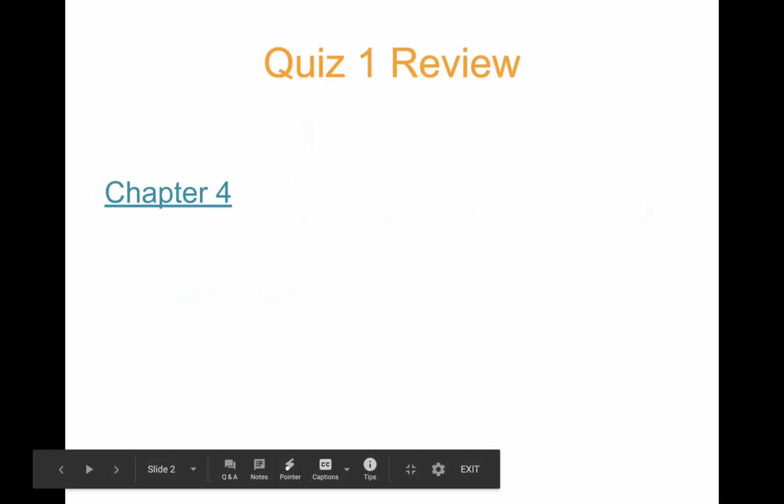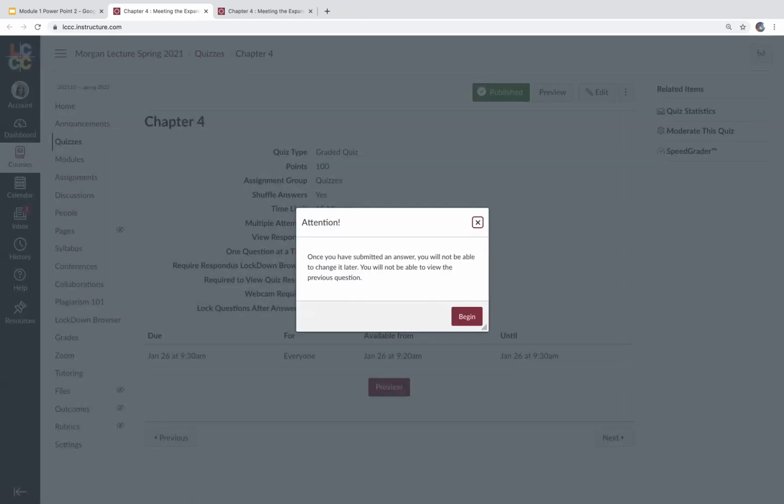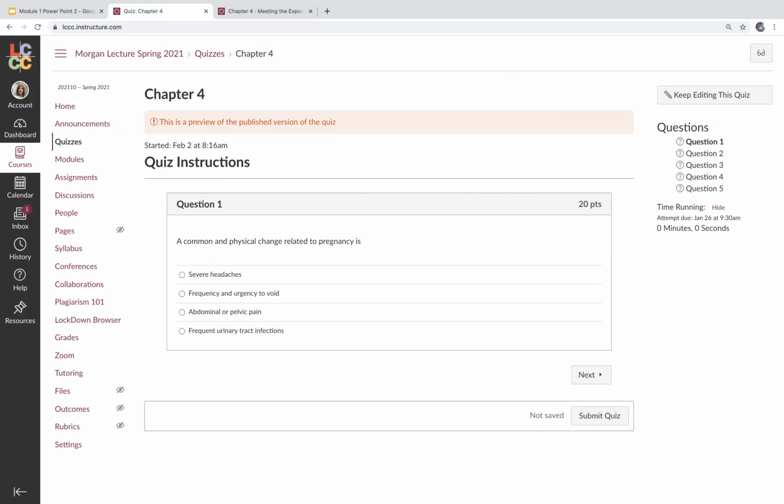So the first thing I want to do is go over chapter 4's quiz, which you took last week. All right, so the first question was a common and physical change related to pregnancy, and they're looking for common. So severe headaches, frequency and urgency to void, abdominal or pelvic pain, or frequent urinary tract infections. So what would be common? And hopefully you said frequency and urgency to void.